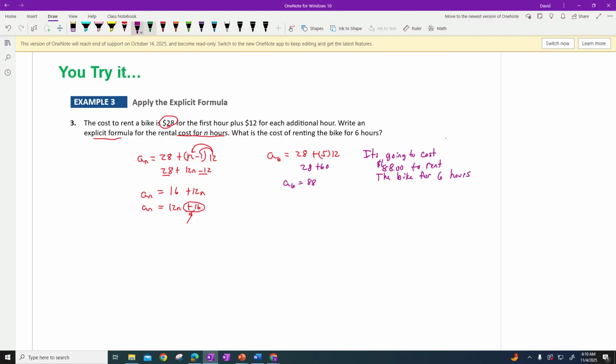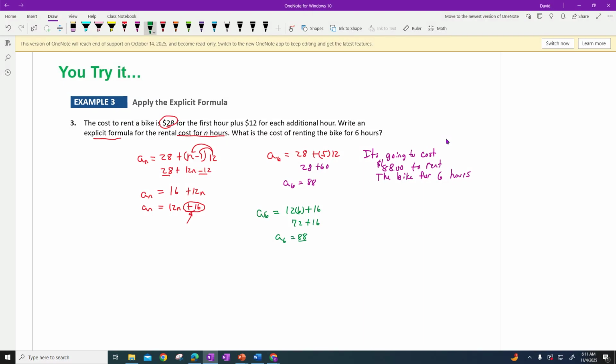Now, again, you might just sit back and watch for this one. I want to use my condensed formula here. I'm going to say a sub 6, because I want to know the 6th hour, equals 12 times 6 plus 16. Well, 12 times 6 is 72, and 72 plus 16 is 88.